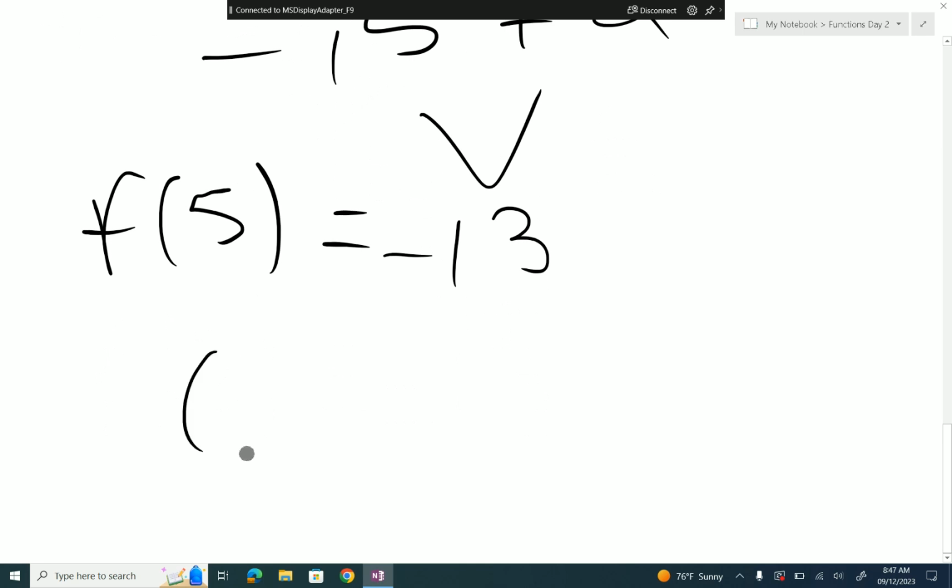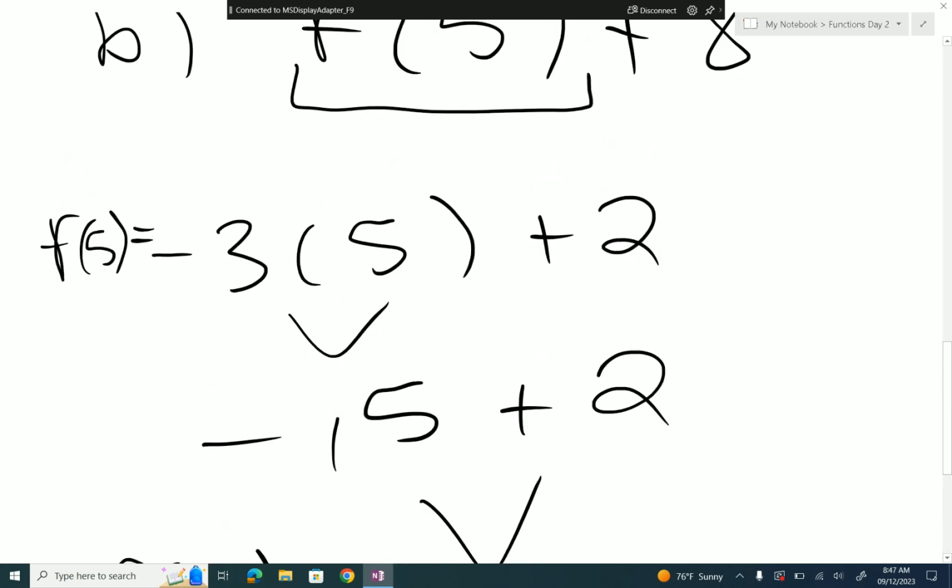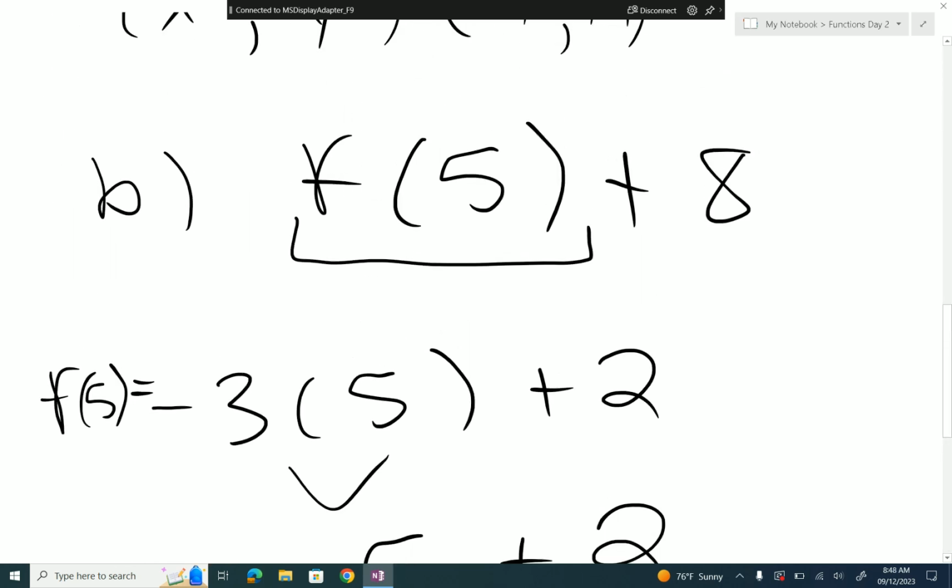So how would I write this as an ordered pair, Haley? 5 is the x. 13 is the y. Perfect, yeah. So 5 was my x value, 5 was my input. What I got out when I solved was negative 13. But the question asked us to find f of 5 and then add 8.